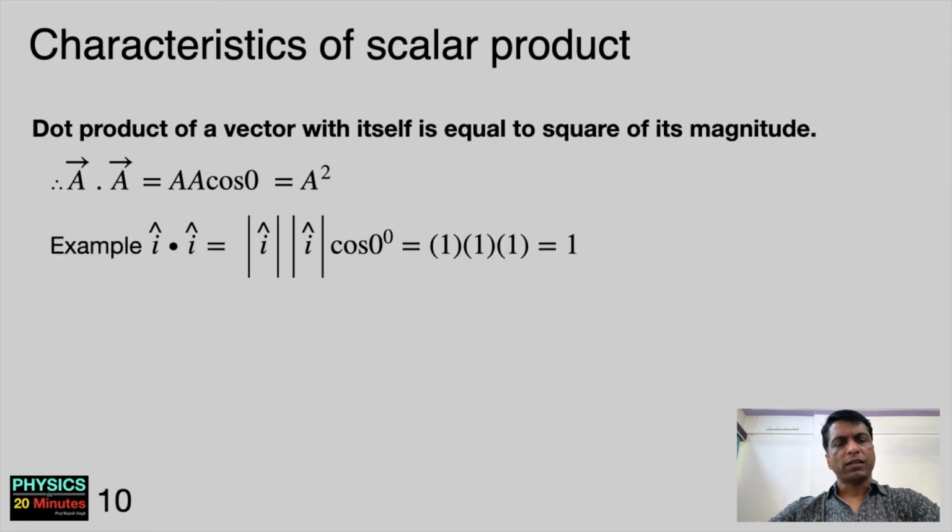Another example is what will be the dot product of unit vector i cap with itself. So if you write i cap dot i cap, it will be mod of i cap into mod of i cap into cos 0. But the magnitude of i cap is 1, therefore it is 1 into 1 into 1, which is equal to 1. Similarly, j cap dot j cap and k cap dot k cap are also equal to 1.